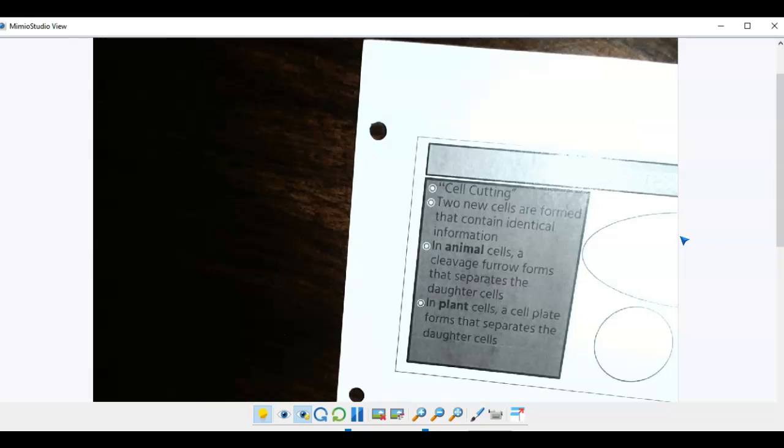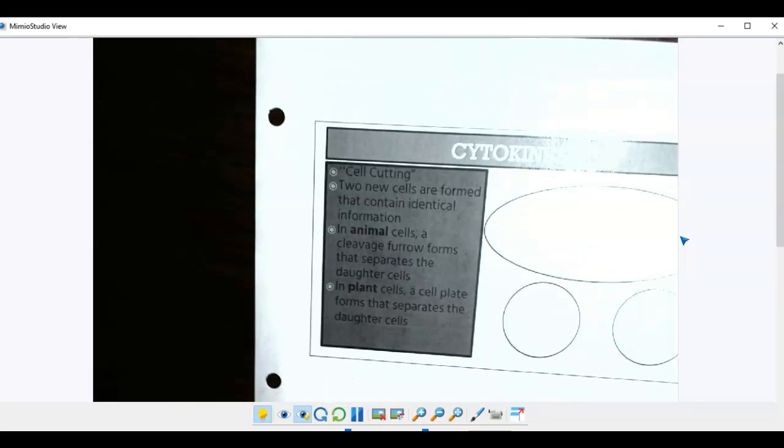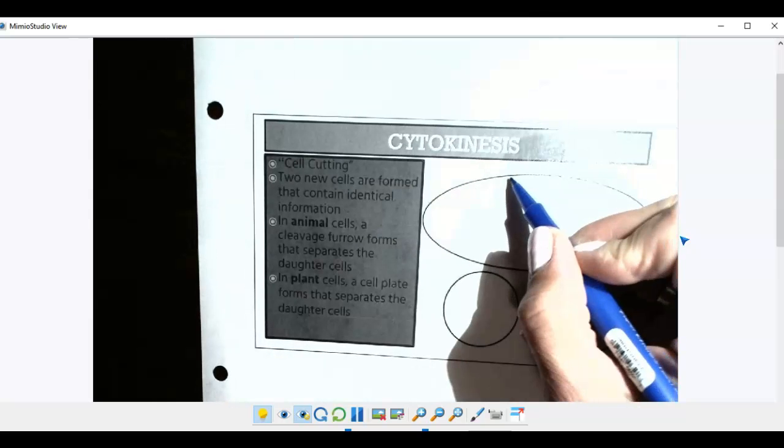In animal cells, there's something called a cleavage furrow that forms in the cell membrane and eventually pinches off to give us 2 new cells. If it's a plant cell, what happens is what we call a cell plate forms in the middle and separates the 2. And that cell plate is made of a lot of cellulose because a cell wall has to be formed. So in cytokinesis, a cleavage furrow looks something like this.